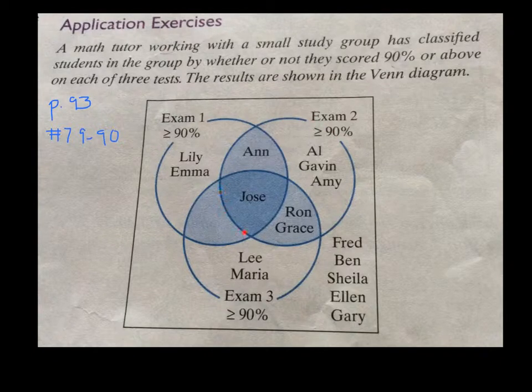Here's exam two. All of these students, that's Al, Gavin, Amy, Ron, Grace, Jose, and Anne, took exam two and they scored at least a 90. And then finally, exam three. We have these students, and again, at least 90%. And then we have these students that probably did not earn a 90%, probably 89 and below. Okay, so that's what that means.